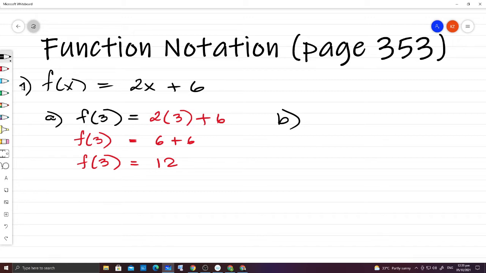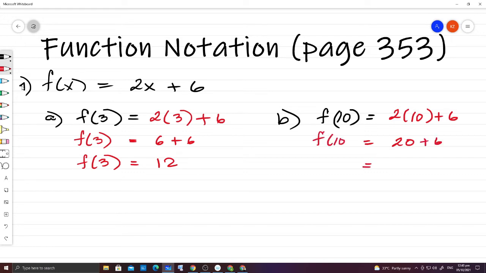Next, letter B. f of 10. So we have 2 times 10 plus 6. So we have 20 plus 6. f of 10 is equal to 26.